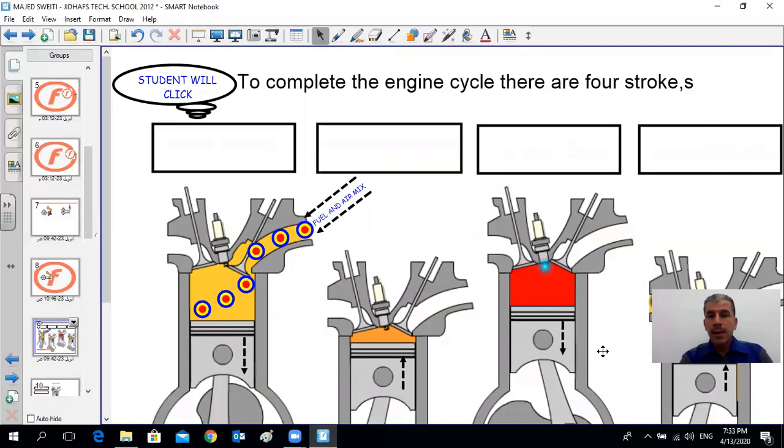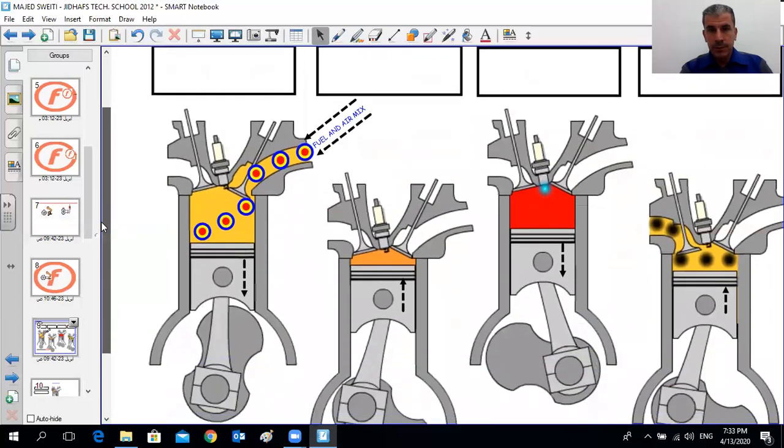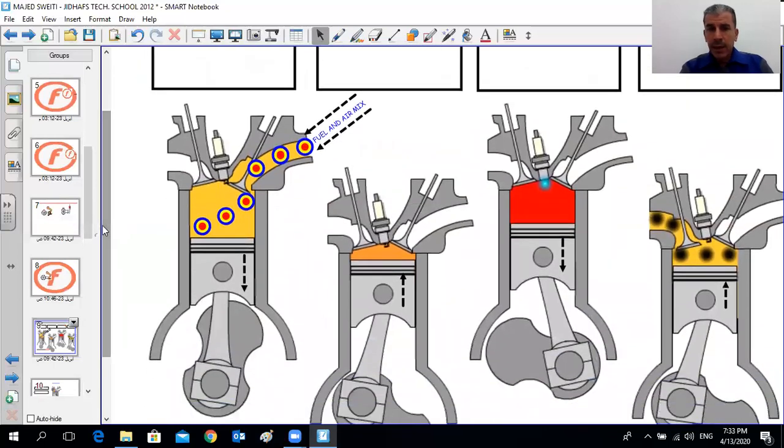Now, those pictures, those photos show us the engine. Let's remind you of the parts of the engine. We have the cylinder block, piston, connecting rod, crankshaft, intake valve, exhaust valve, and spark plug. That's to remind you of the parts we use here in the engine.